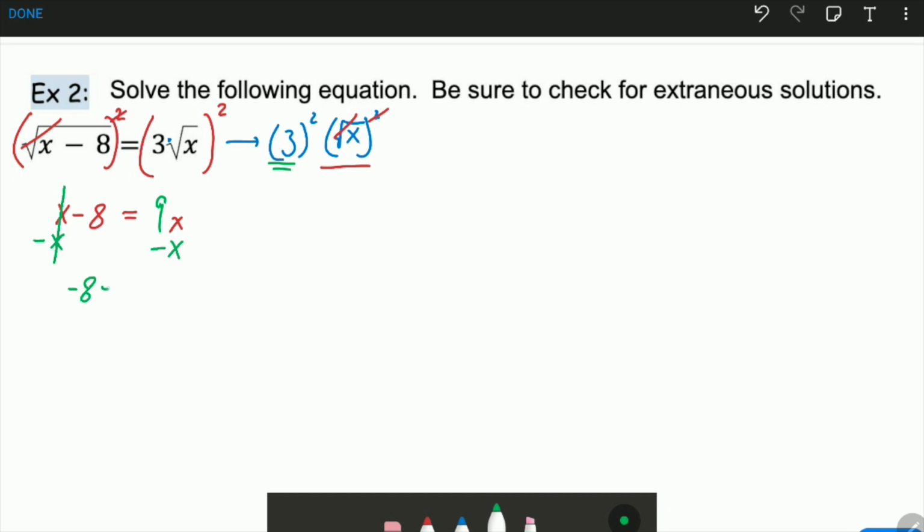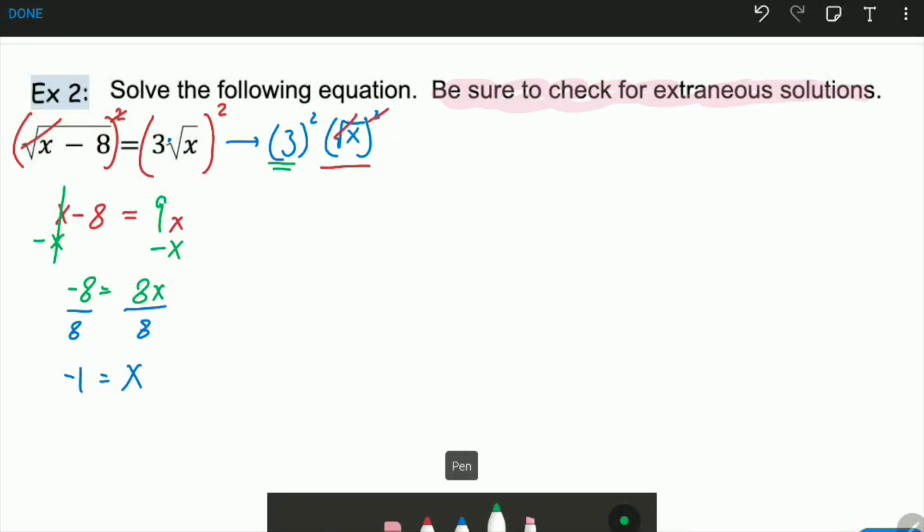So we're going to have negative 8 equals 8x, and divide both sides by 8. In doing so, we have negative 1 is equal to x. Now we do have to be sure to check for extraneous solutions, because sometimes this won't actually work. And in this case, whenever I go to double check this equation, we'll have x minus 8 equals 3 square roots of x, and fill in my x, which is -1.